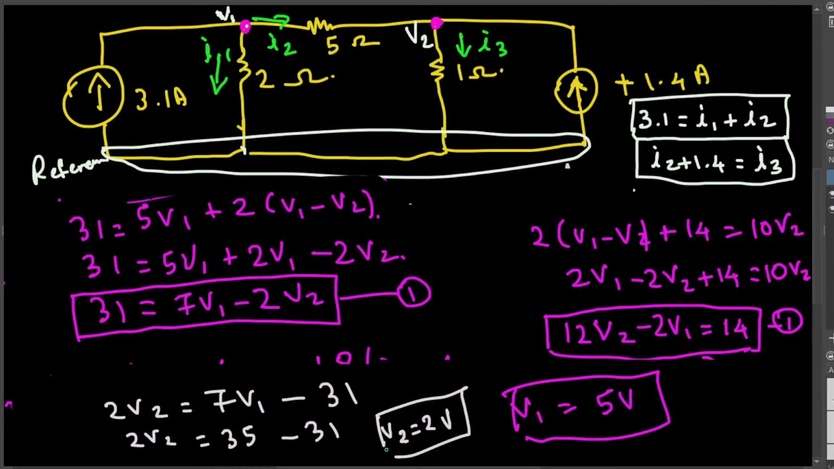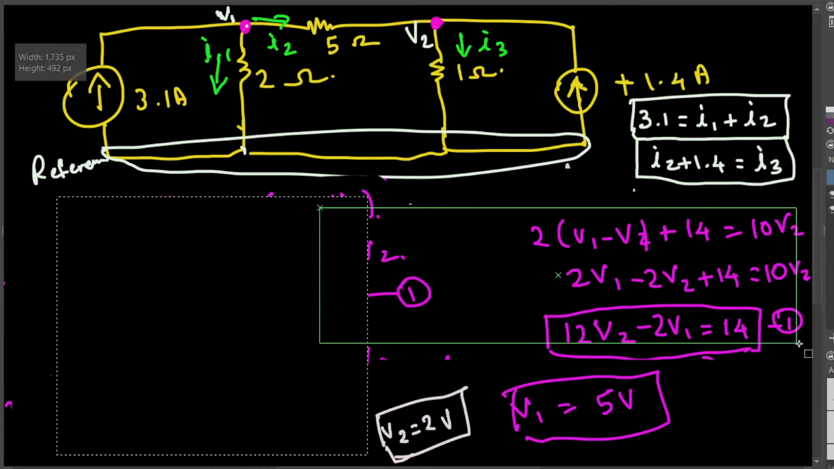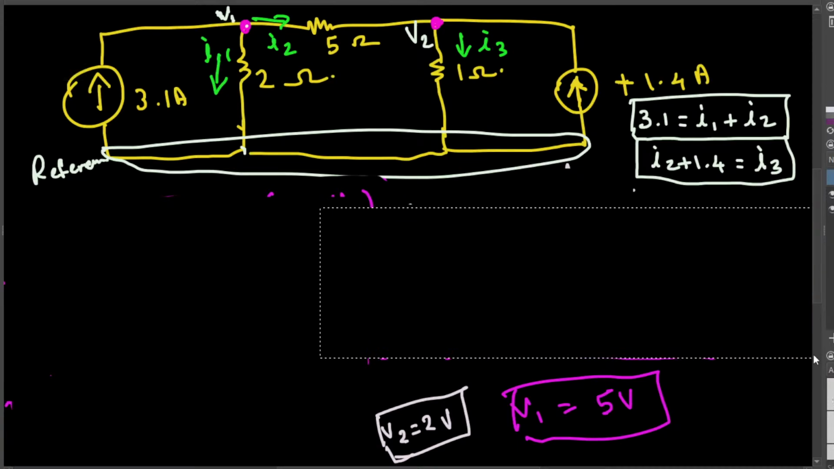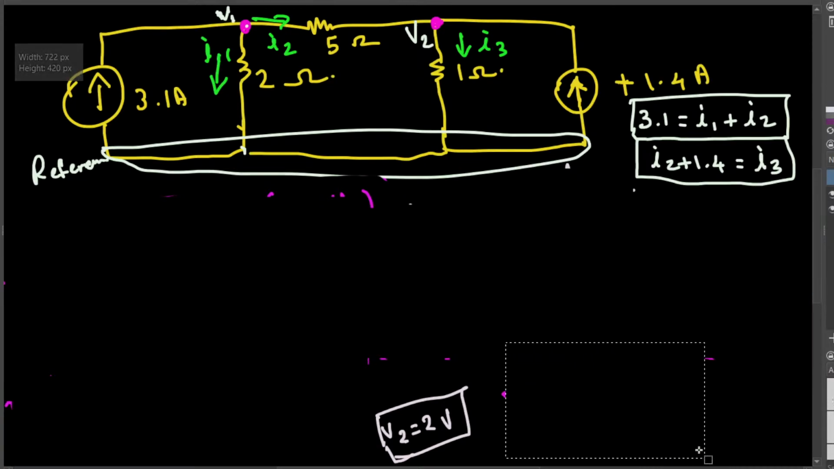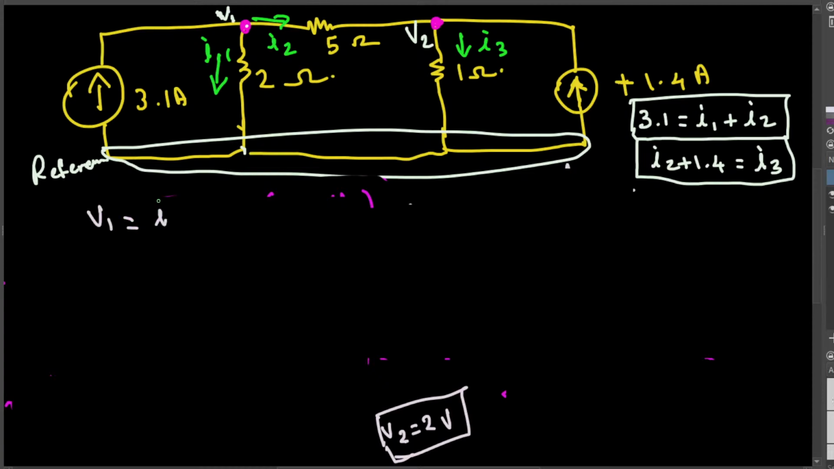So let's go back. We are interested in current, right? We wanted to find the current. So let's go back and find out the currents. Now again let's use the voltage formula, Ohm's law, and find out the currents. The first one, Ohm's law: V1 is equal to I1 times R1, and therefore I1 is equal to V1 divided by R1.